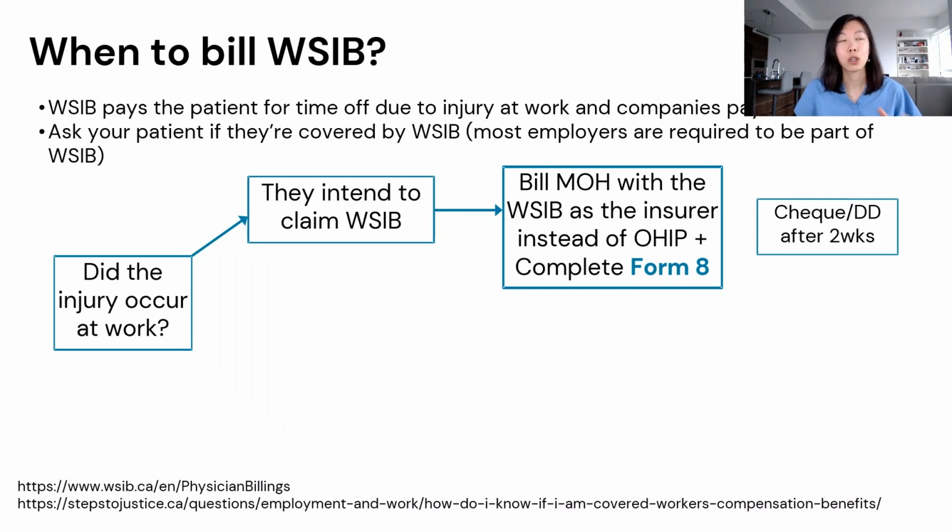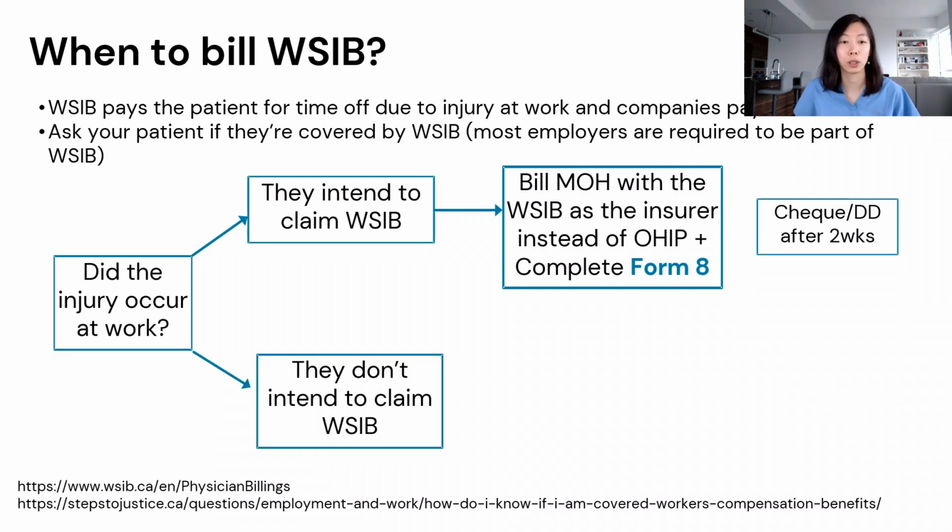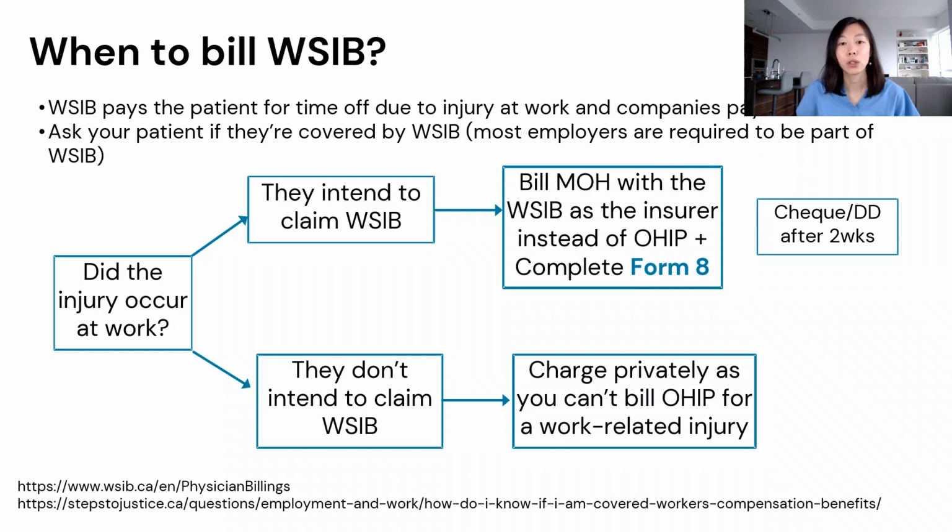If a patient got an injury at work but they don't intend to claim WSIB, in this case you have to charge them privately, based on what we learned earlier about the uninsured services. Unfortunately, you can't bill OHIP for a work-related injury.